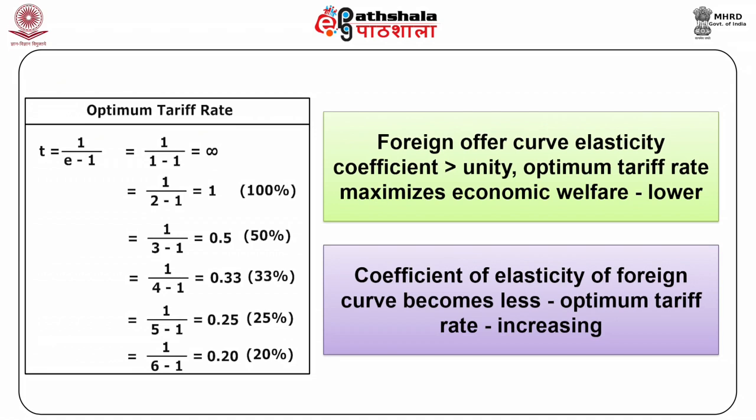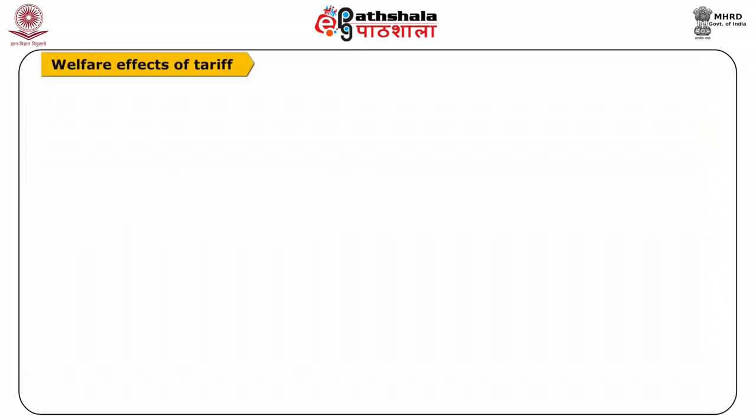The table proves that as the foreign offer curve elasticity coefficient becomes greater and greater than unity, the optimum tariff rate that maximizes economic welfare will become lower and lower. As the coefficient of elasticity of the foreign curve becomes less and less, the optimum tariff rate will go on increasing. So, in other words, if the foreign demand for the home country's product is inelastic, the optimum tariff level will be higher, and if it is elastic, the optimum tariff rate will be lower. Now we will see the welfare effects of tariff.